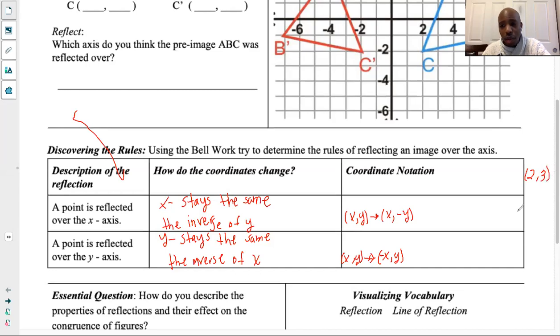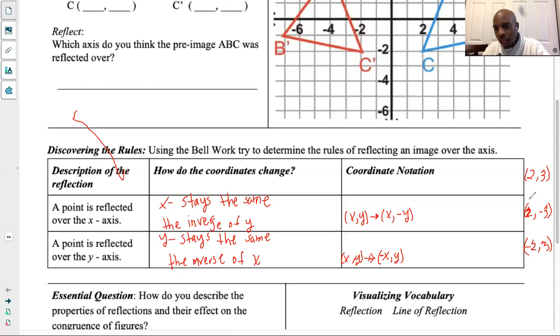If the coordinate was 2 comma 3 and it was reflected over the x-axis, we would keep x the same, 2. Sorry, it's lagging a little bit. Let me try this again. 2 comma negative 3. This is what we end up having, 2 comma negative 3. Now, if we reflected over the y-axis, it will look something like this, negative 2 comma positive 3.